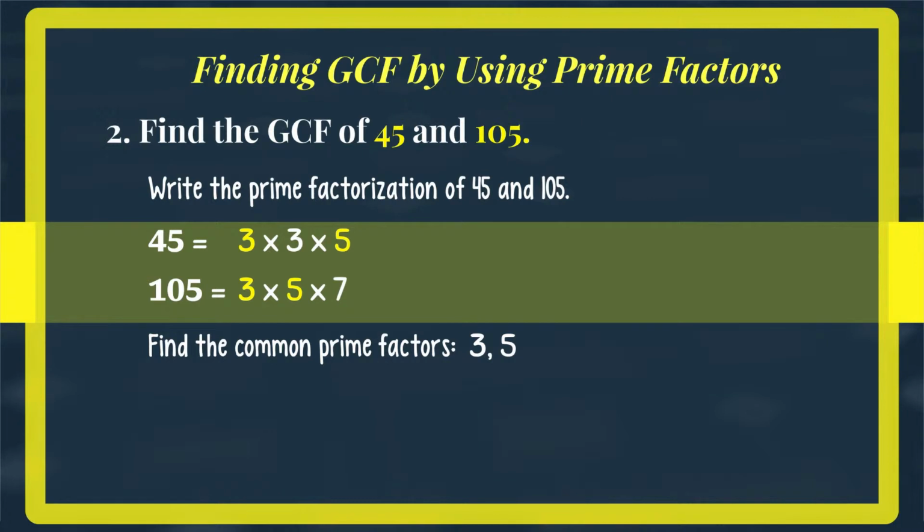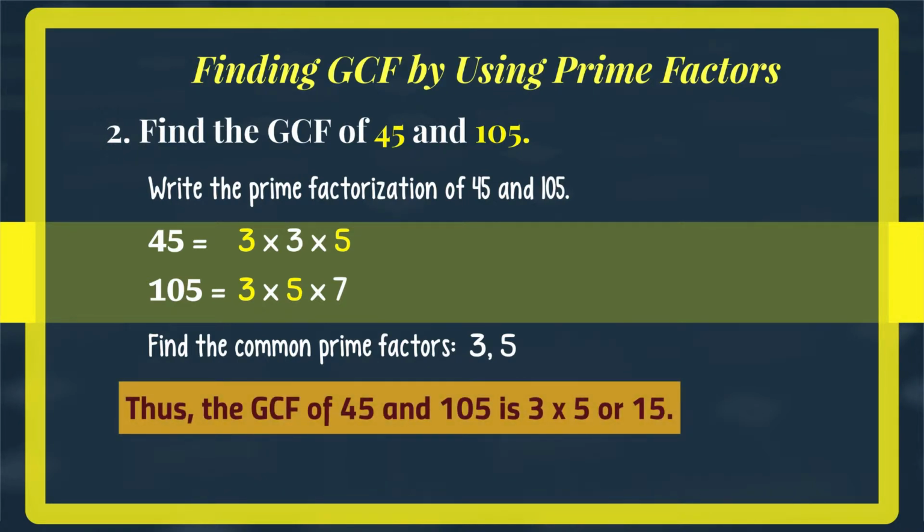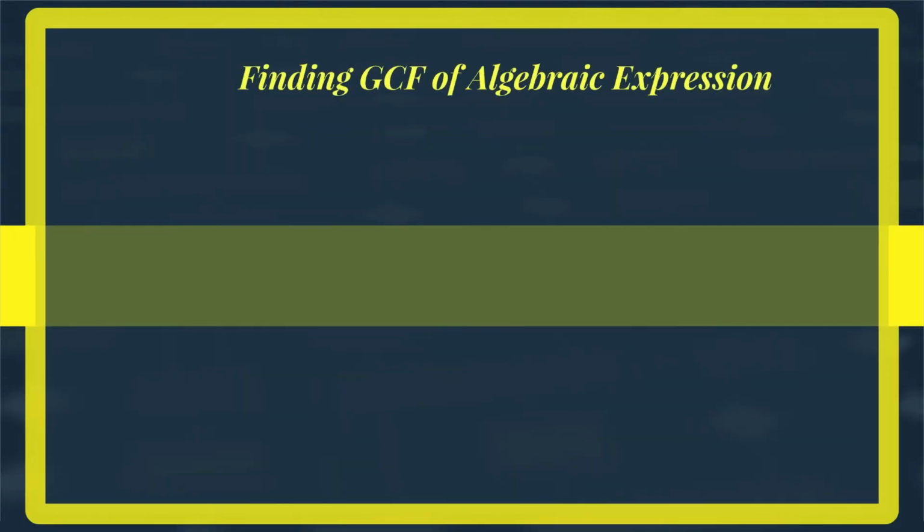In this method, we don't need to find the greatest among the prime factors. To find the greatest common factor, we just need to multiply the common factors. Thus, the GCF of 45 and 105 is 3 times 5, or 15. What if we want to find the GCF of numbers with variables? Let's talk about finding the GCF of algebraic expressions.